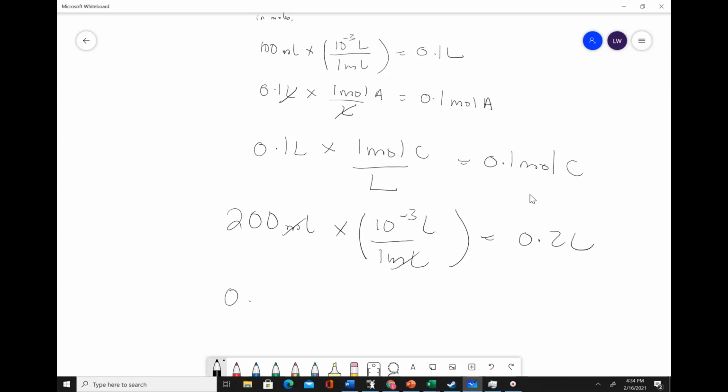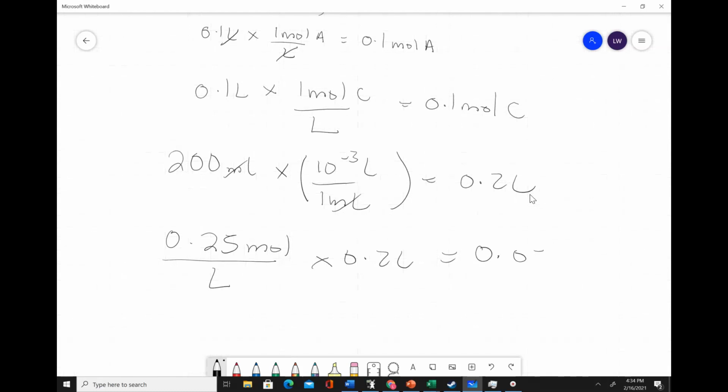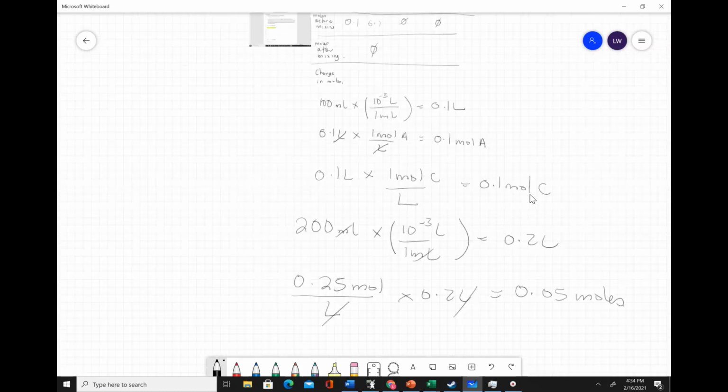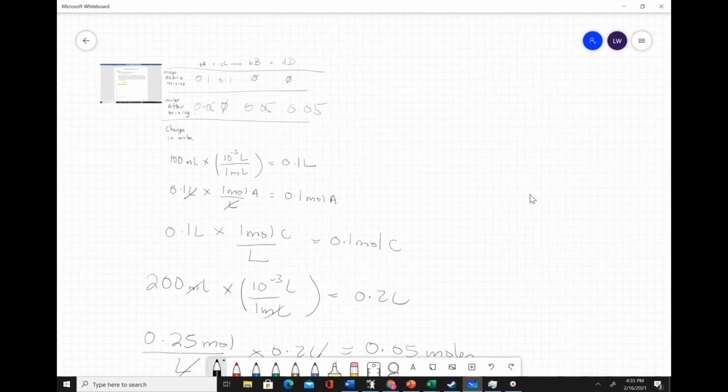And then what was my concentration after mixing? It was 0.25 moles per liter, and I've got 0.2 liters, so that's going to end up being 0.05 moles, right? So there we go, 0.25 times 0.2, 0.05. Easy. All right. So that is the number of moles of everything else. 0.05, 0.05, and 0.05.